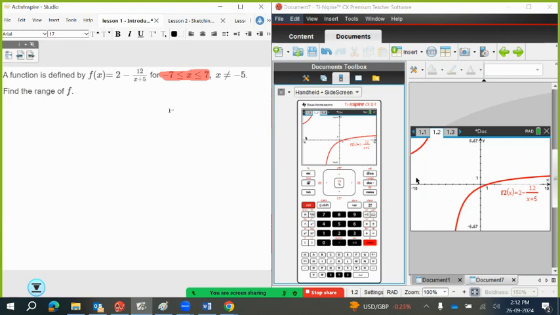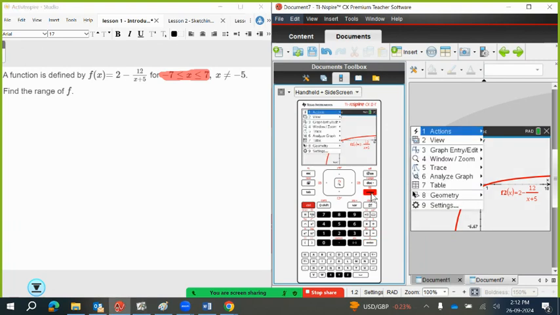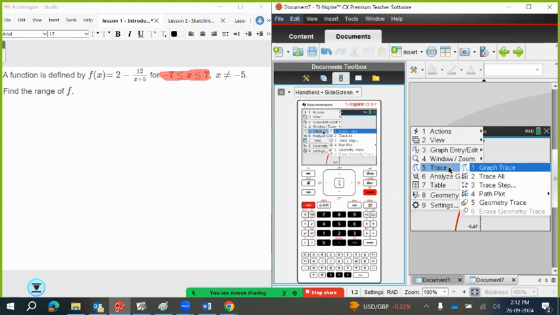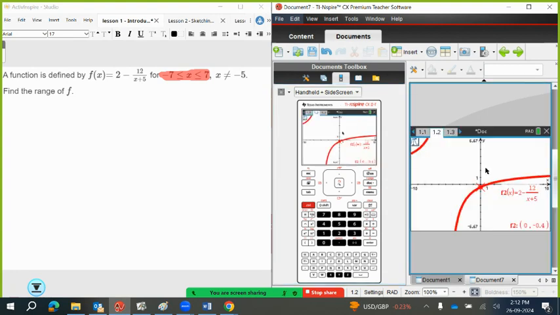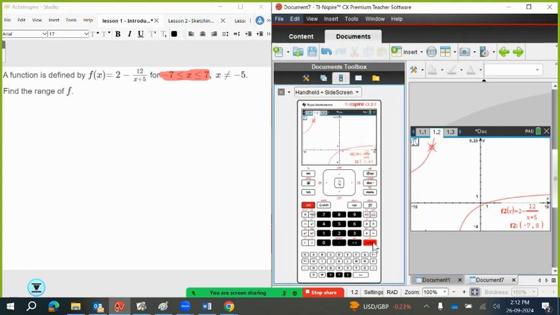That means we can't have all y values in this one. We have to stop at particular points. So those points that we need to stop at, we can get by tracing the graph. We choose menu 5.1, trace graph. We want to know what is the y value when x equals minus 7. So I'm going to type minus 7. Notice how it appears as x equals, a little data entry pops. Then I press enter on the calculator twice. Now I'm going to type 7 and press enter twice, and we get the other point.